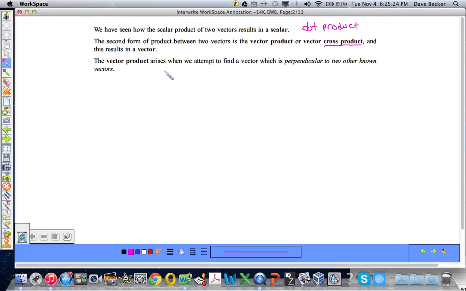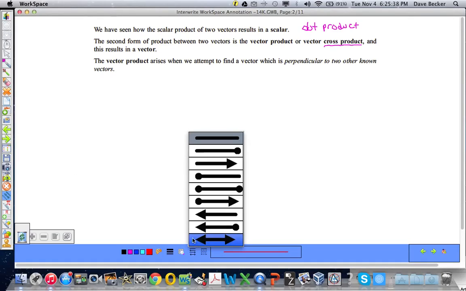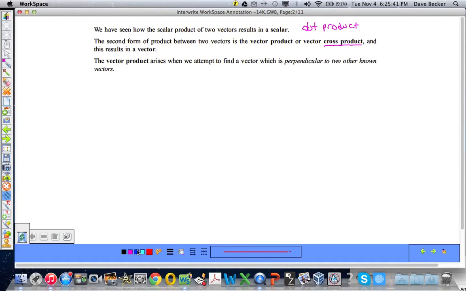The vector product, or the cross product, arises when we attempt to find a vector which is perpendicular to two other known vectors. Well, what does that look like? Let's take a look-see. Let's say we got two vectors hanging out. Two random vectors, like here and maybe there.